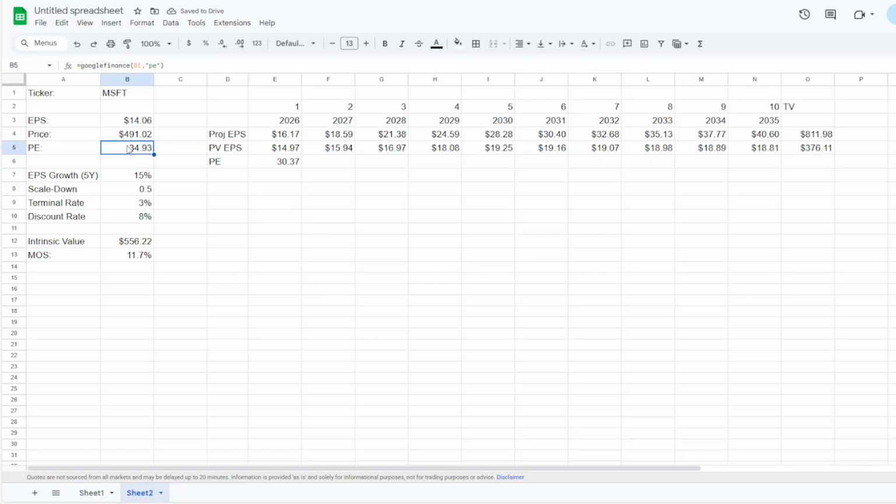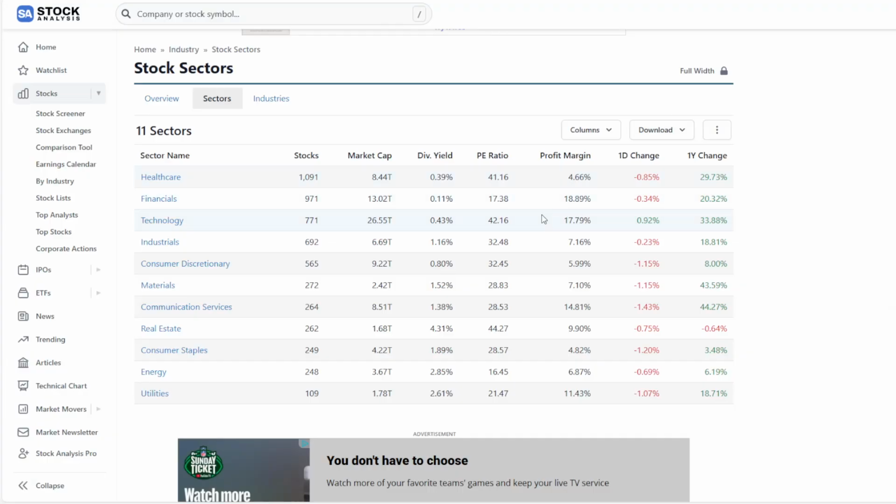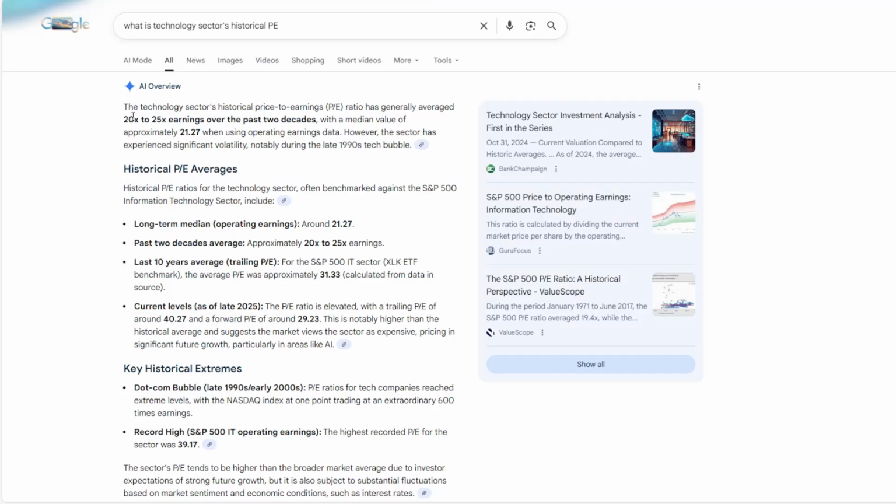The PE ratio currently is 35. But if I bought it today, a year from now, that will have been like I bought it for 30 times earnings per share, or rather 30 times PE multiple. So if we go back to stockanalysis.com, the sectors, the technology is 42, but that's like buying it for 30 in a year from now. And that's closer to the historical average of between 20 and 25. It's still high, but it's not 35 or 42.